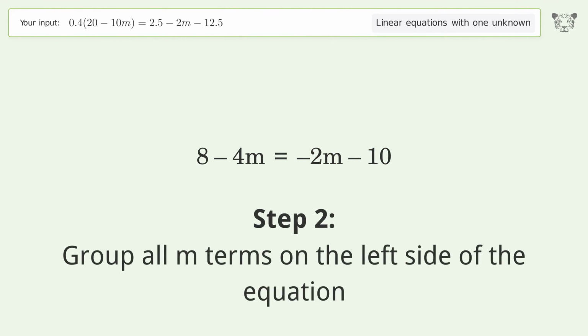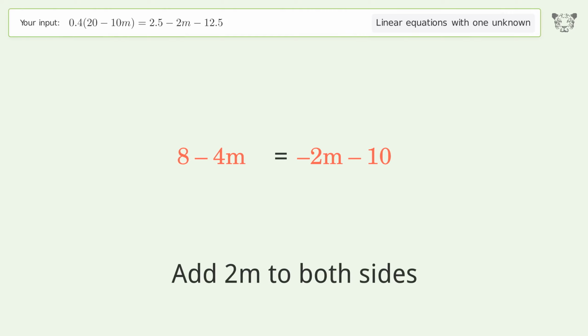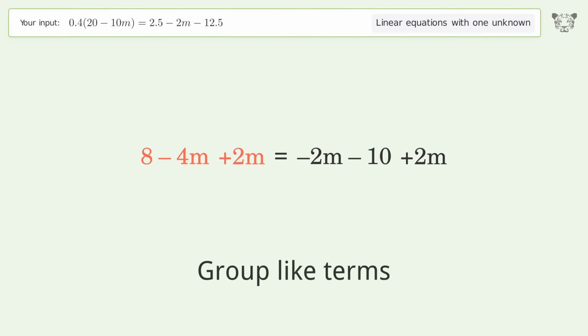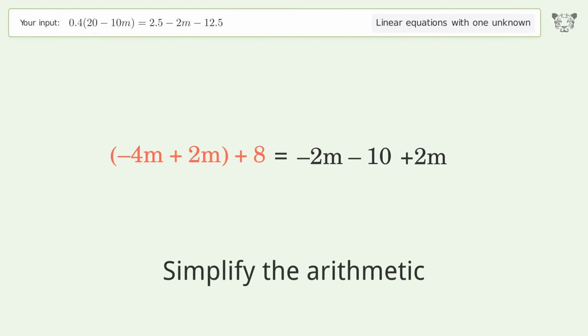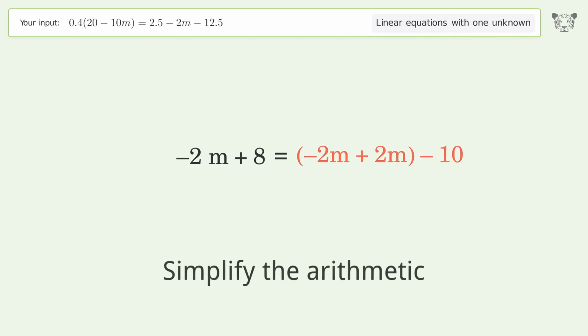Group all m terms on the left side of the equation. Add 2m to both sides. Group like terms. Simplify the arithmetic. Group like terms. Simplify the arithmetic.